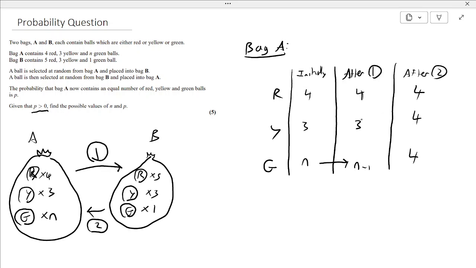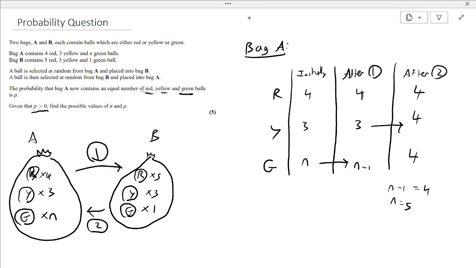Okay, if I start with three yellows here and I add 1, I get up to 4. Adding in 1 yellow means the other numbers stay the same, so 4 balls here is still 4 balls here. N minus 1 green balls is still n minus 1 over here, and that has to be 4 to make sure that we have the same number of every single colour. That's what the question says, equal number of red, yellow and green. So in this scenario, the n minus 1 balls is 4, so n is 5.